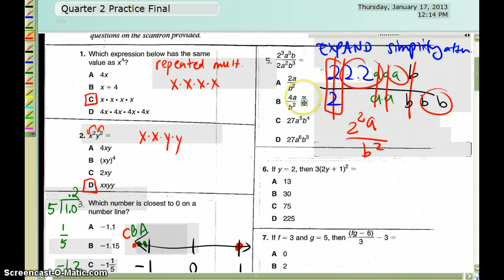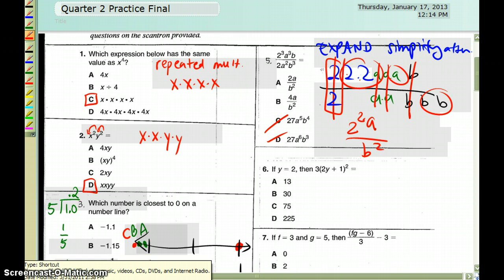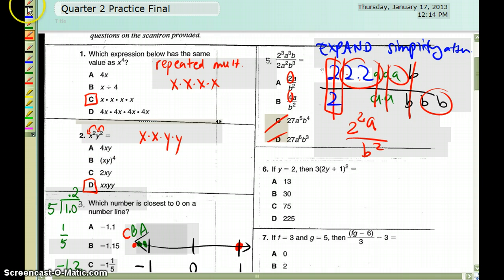When I look at my answers, I definitely don't see B, C, and D being it because I should get a fraction. And the difference between A and B is that one has 2 here and another has 4. But I have 2 to the second. I know that 2 to the second means 2 times 2, which is really the same thing as 4, which is why my answer is B.